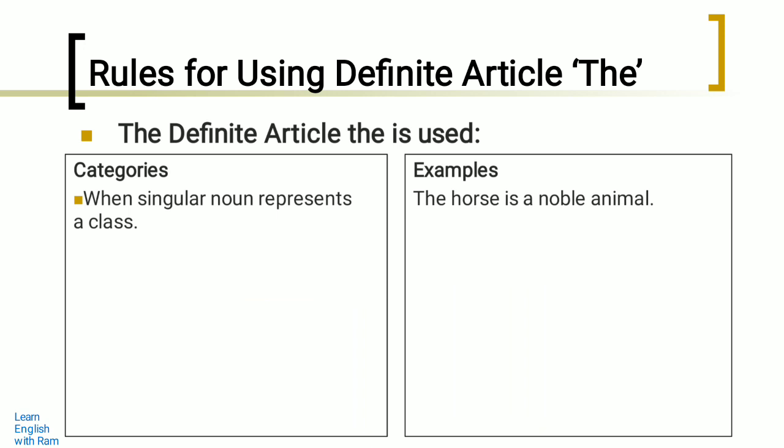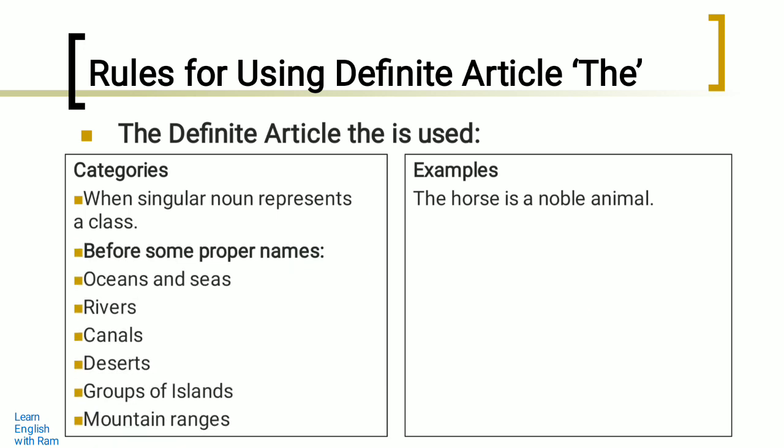The horse is a noble animal. It means this is not only about one horse. This is all about the category of horse. So the horse indicates the whole category. This horse, a singular noun, represents the whole class of the horse. So the horse is a noble animal.